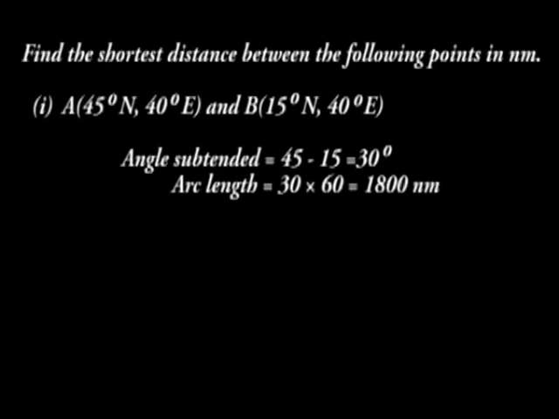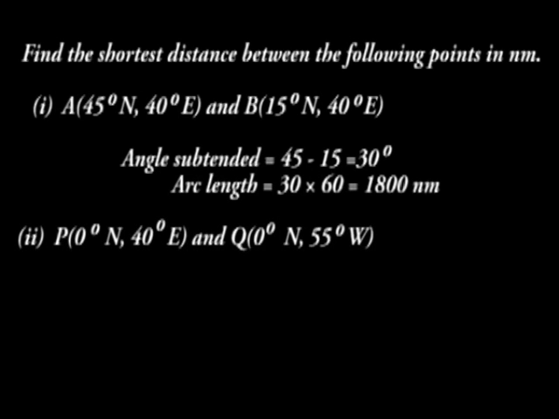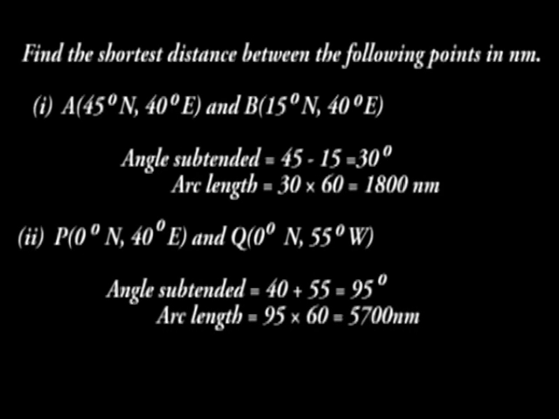P, 0 degrees, 40 degrees east, and Q, 0 degrees, 55 degrees west. This means point P and Q lie along the equator. However, P and Q lie on the opposite sides of the Greenwich meridian, and therefore the angle difference between them is the sum 40 plus 55, which is 95. The arc length is therefore 95 times 60, which is 5,700 nautical miles.